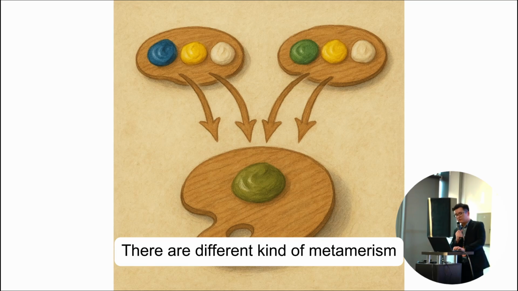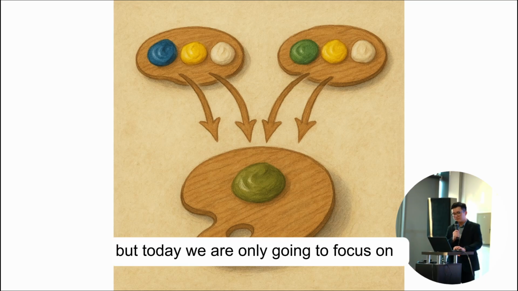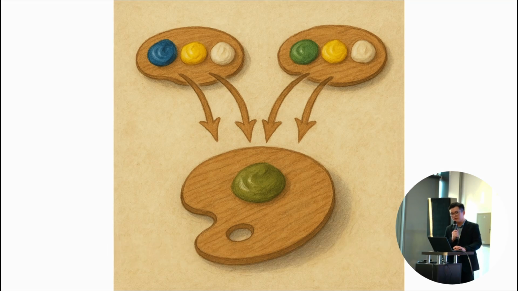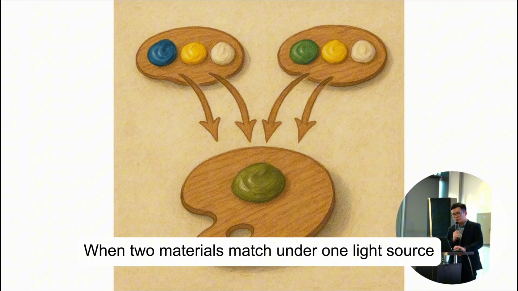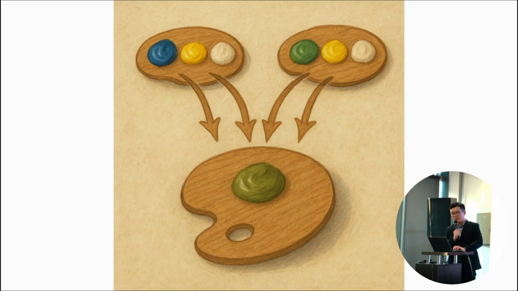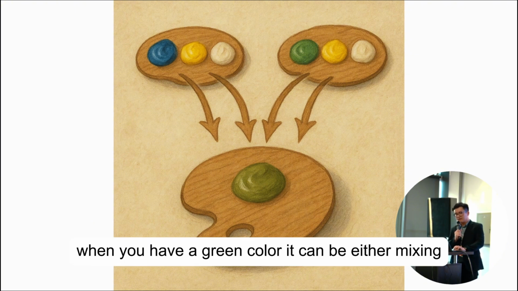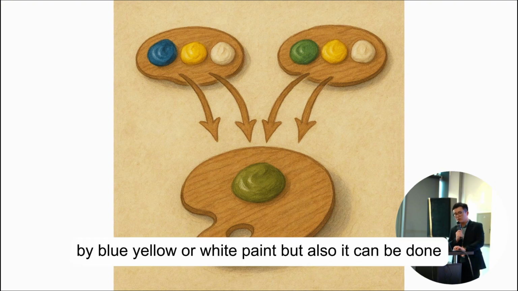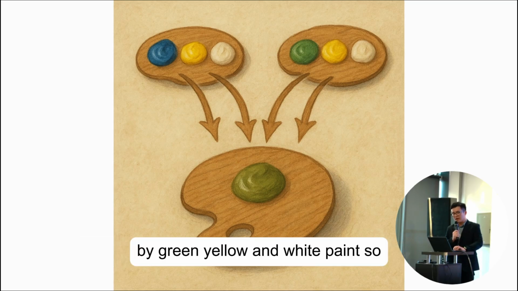There are different kinds of metamerism, mainly three kinds, but today we are only going to focus on illuminant metamerism: when two materials match under one light source but not under another. For example, in the picture we explain why metamerism happens. When you have a green color, it can be made by mixing blue, yellow, and white paint, but also it can be made with green, yellow, and white paint.